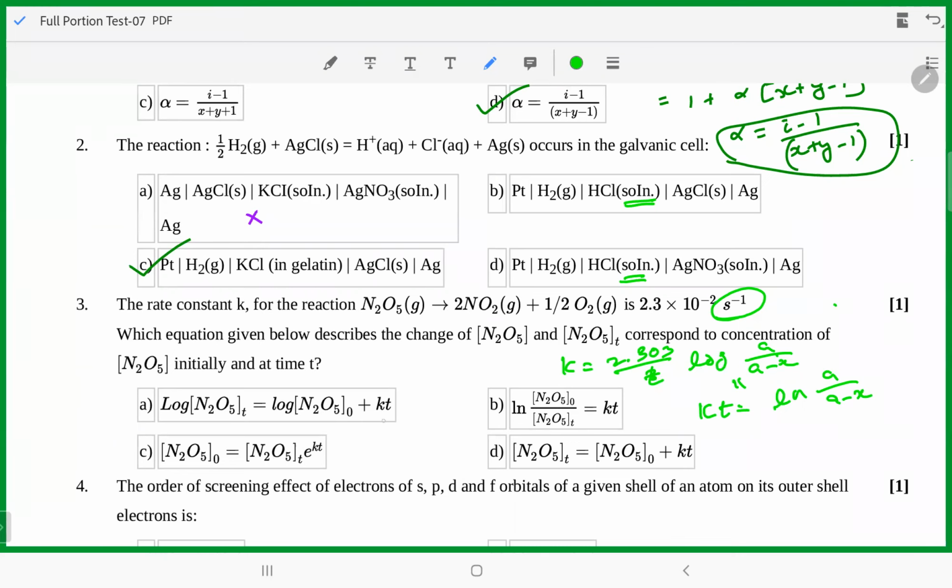Here in all the equations they have given kt. So for this reaction we can write kt is equal to ln of N2O5 at 0 minute divided by N2O5 at time t. So option B is the right answer. Correct?